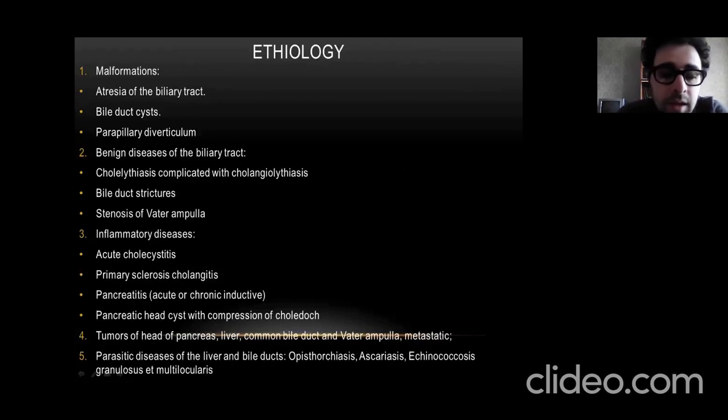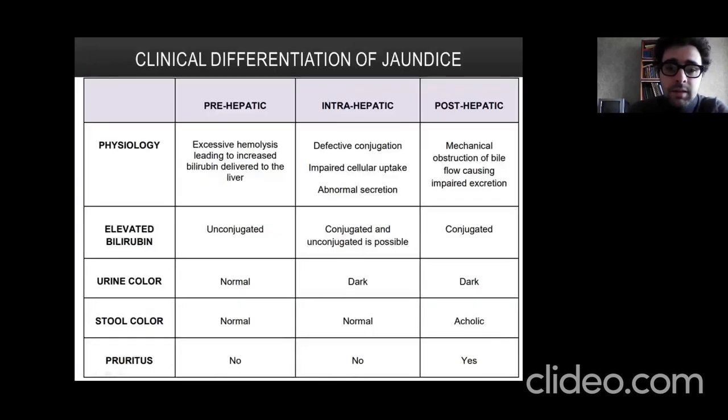Etiology. There are many diseases that can cause mechanical jaundice, from malformations, congenital diseases, and benign diseases like strictures and stenosis to inflammatory diseases. You should always say it at the exam by groups: benign, malformations, inflammatory diseases that we study today, tumors, different malignancies, all hepatopancreatic biliary organs, all of their malignancies can cause mechanical jaundice, as well as parasitic diseases, a group of parasitic diseases.